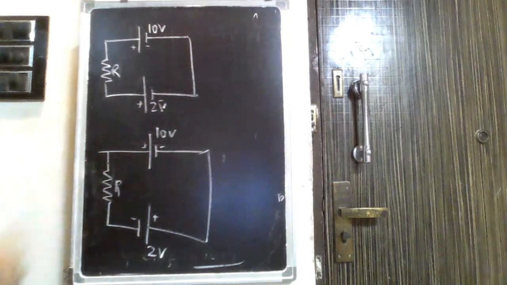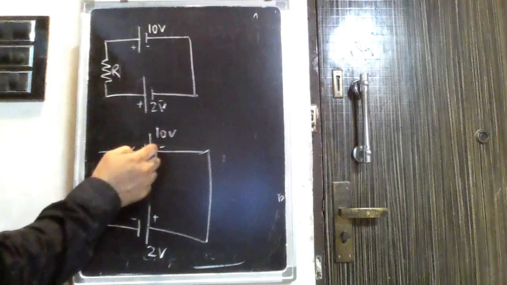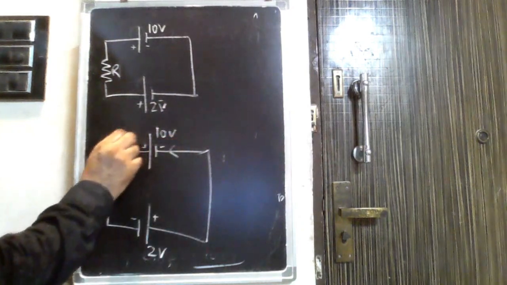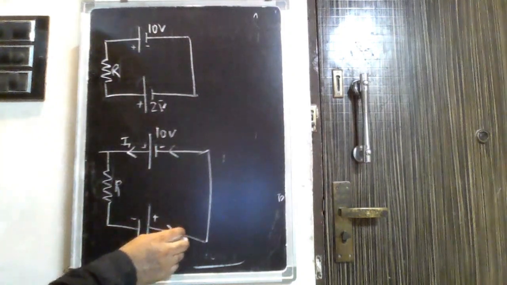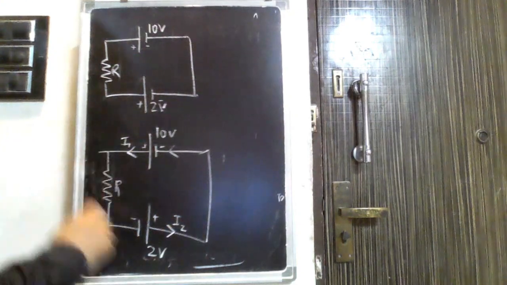If you see here, the current for this battery will be from plus to minus. So the plus side is this, it goes up and towards minus this way. This is my current for this battery, which is I1. Now for this battery also, current goes in this direction only. Let's take this as I2. So this battery sends a current I1, this sends a current I2.